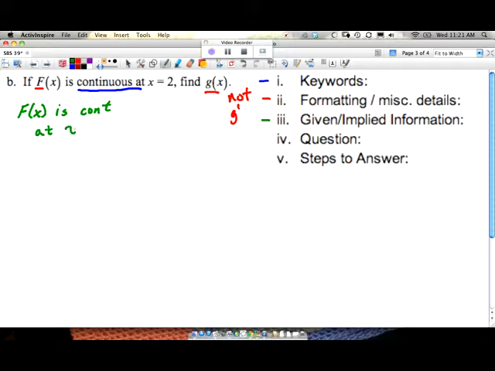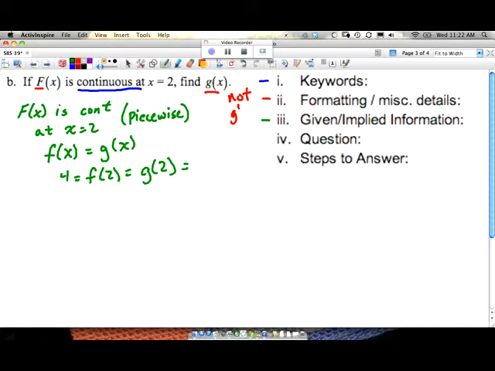That means that at x equals 2, because we are a piecewise function, that little f of x equals g of x. In other words, f of 2 equals g of 2. But wait, we know what f of 2 is. That's 4. So g of 2 also equals 4. So we're going to use that same thing, x equals 2, but now it's g of x equals 4. Because we're continuous, that means both sides have the same value at 2. Not everywhere else, but at 2 they do.